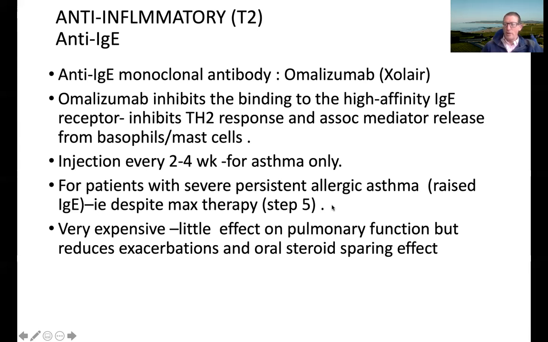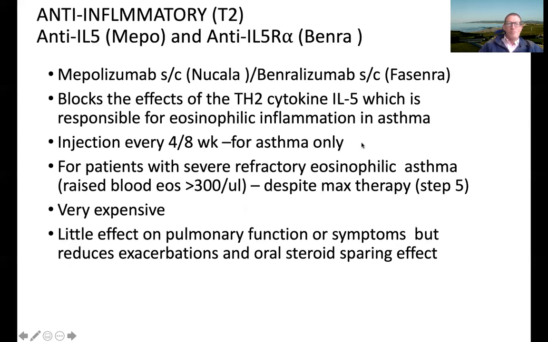So your patient's already on inhaled steroid, maximum dose, already on probably LABA and LAMA, maybe a leukotriene receptor antagonist. They're bouncing on and off courses of prednisolone. That would be the sort of patient we're talking about. They're very expensive, but all biologics are. They tend to have little effect on pulmonary function like FEV1 or peak flow, but they do reduce exacerbations and they do confer an oral steroid sparing effect. So we mainly give them to reduce exacerbations. That's the main indication. So patients who are bouncing on and off oral prednisolone throughout the year.